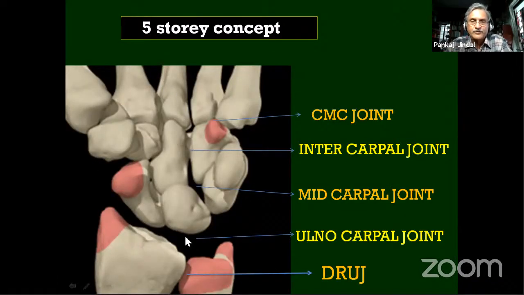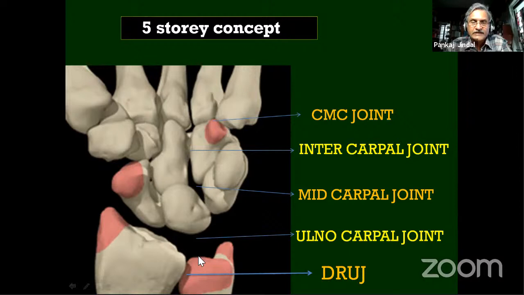So this will be the five-storey building that I have mentioned earlier. One, the ground floor, is the distal radioulnar joint. The second floor will be the ulnocarpal joint, which is where the TFCC will be lying. The third floor will be the midcarpal joint. Then the intercarpal joint will be the fourth floor. And the final, the fifth floor, will be the carpometacarpal joint.